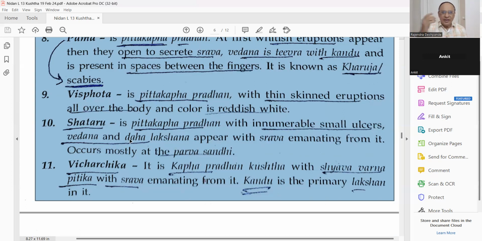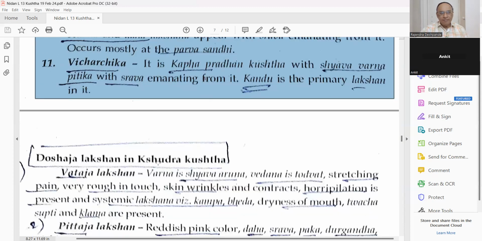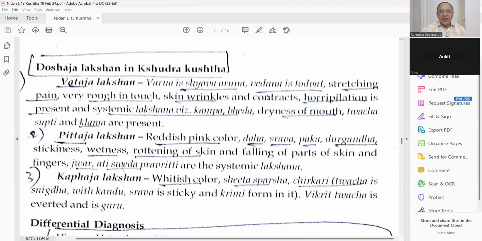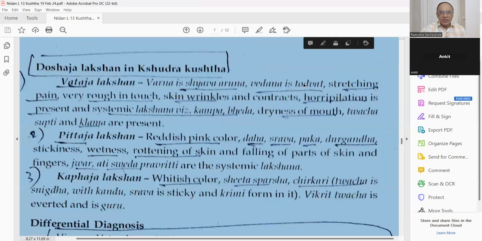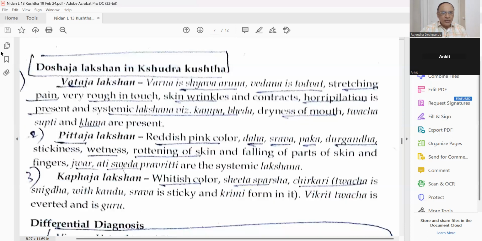Innumerable sinuses are created. Then Vicharchika is Kapha Pradhan with Shyava Varna, Pidika and Srava, and Kandu is the primary lakshana of Vicharchika. Now here is another type of explanation, according to the Doshaja Lakshana in Kshudra Kushtha.